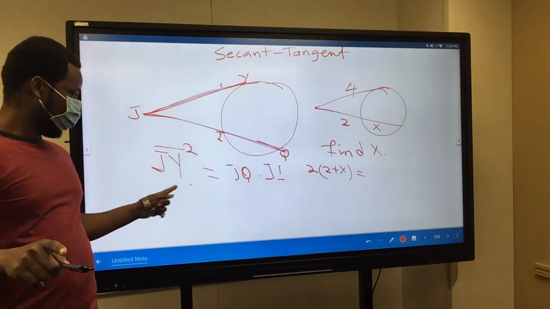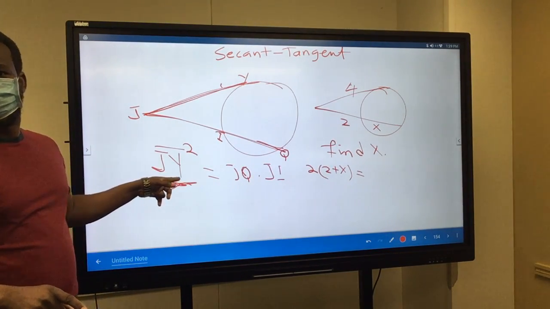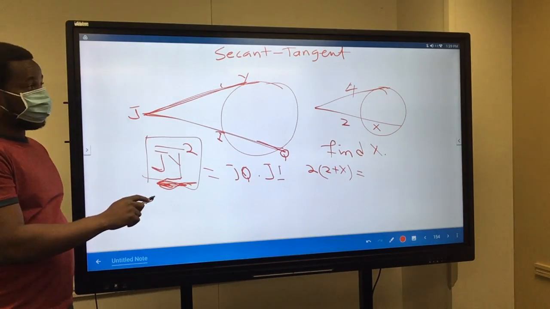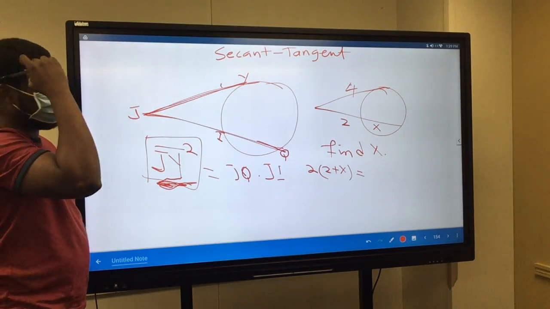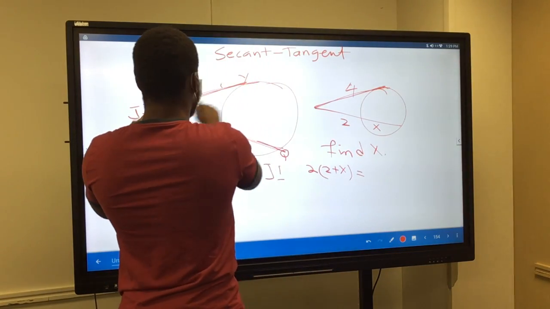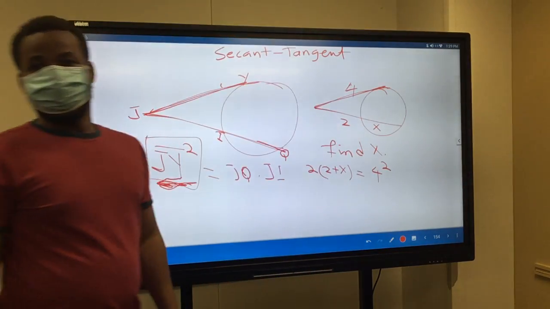Look, watch. Here, what is happening with the tangent? What is the length of the tangent? That's 2x squared, right? Look, this is 4. The length here is 4. So whatever length is here, you square it. So it will be 4 squared. Do you see what I'm saying?